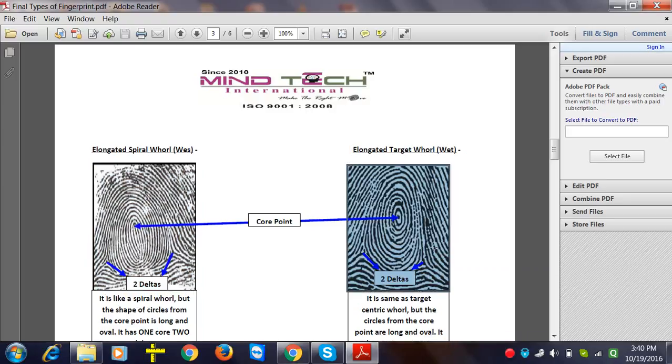In elongated target whorl, it's again the same. From the core point, the circles are not touching each other at all, but they are elongated. The ridge count will be similar from both the sides. Whichever the higher value will come, you'll put it into the system.